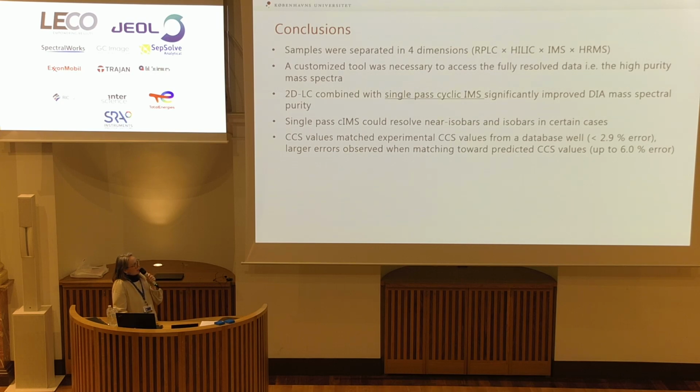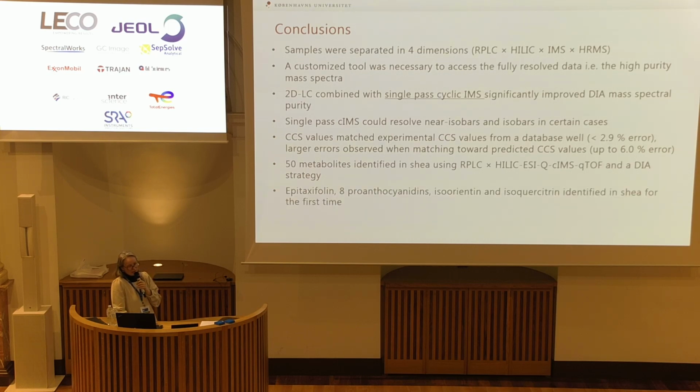And then CCS values are extremely valuable in identification work, especially if you can access experimental database values. And then we identified these 50 metabolites in shea, and many of them actually for the first time. It's a really underexplored natural product. Maybe it's not because we are super good, but mainly because not so many people worked with it before.